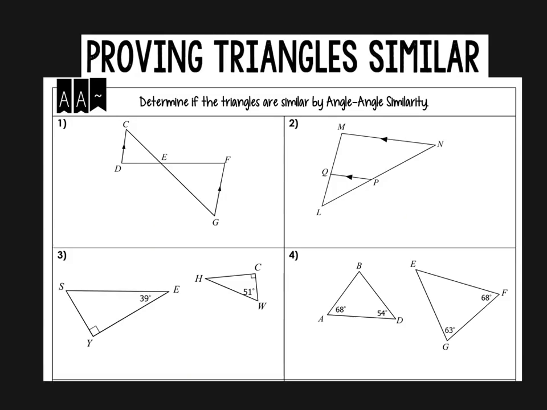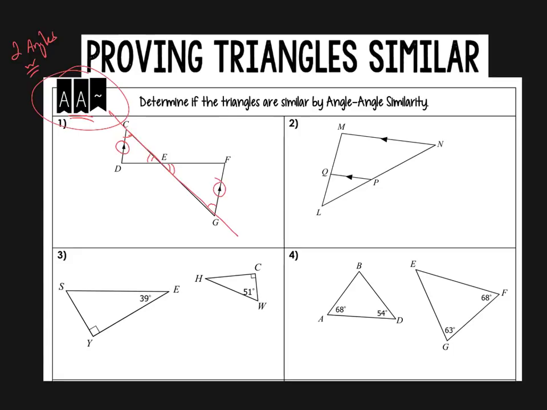Okay, so now we're ready to do a little bit more practice. First, we're going to focus on just angle similarity. So again, we need two angles to be congruent, and then that's enough. So what do I notice? I see that this and this are parallel, which means that this is a transversal, which makes this angle congruent to this angle. I also have the vertical angles. So do I have two angles that are congruent? Yes.